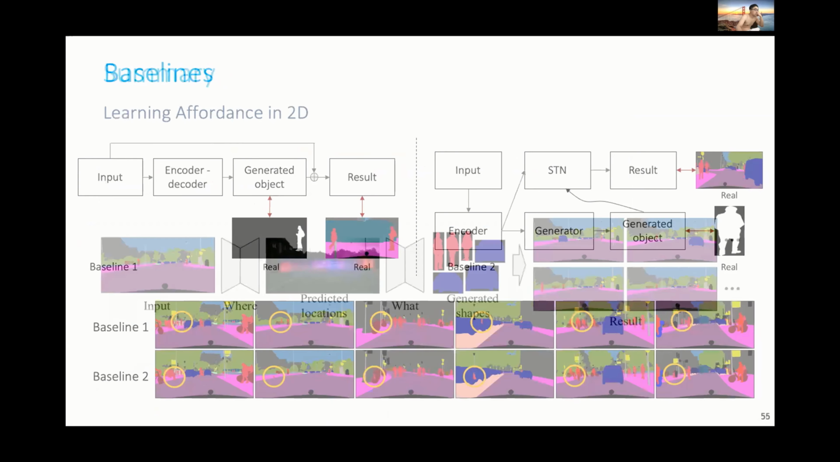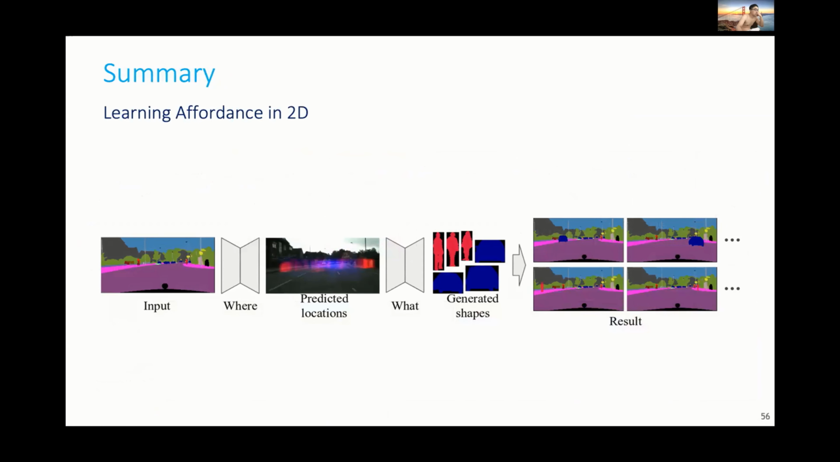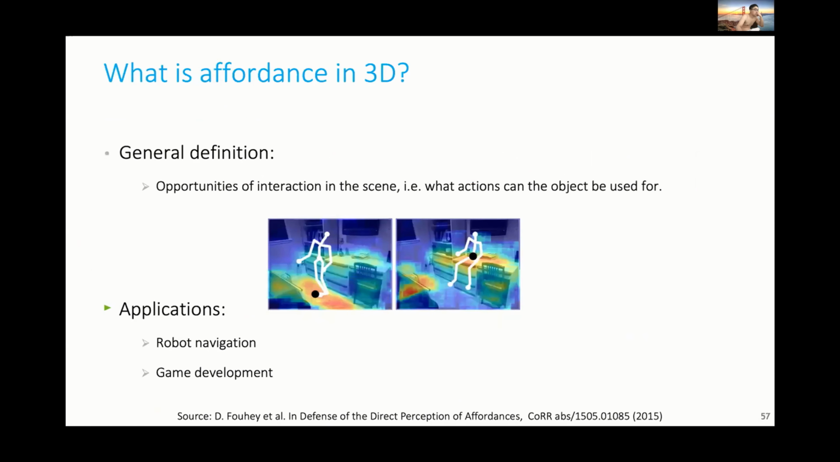Okay, so to summarize, in this work we basically have two modules: one module to predict position and one module to predict shape. We train them jointly, and these two models are connected through one affine transformation, and therefore we can learn them jointly. And yeah, that's what I wanted to say about the 2D scenes.